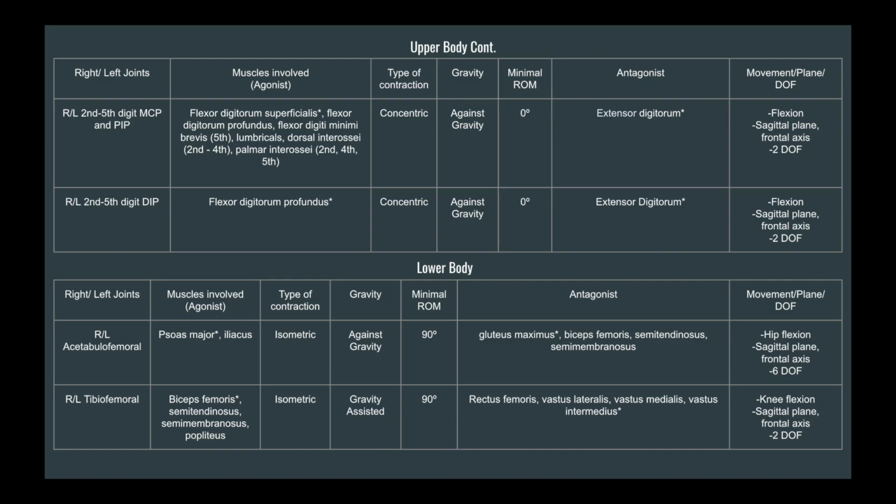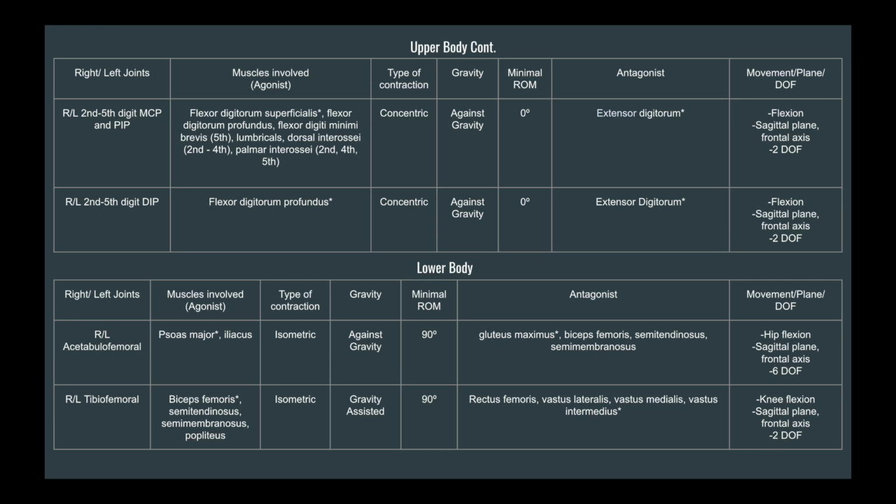Now for the lower body, starting with the acetabulofemoral joint, again, we have one on the right and the left side, as well as the right-sided muscles and left-sided muscles. So the acetabulofemoral joint is in hip flexion in the sagittal plane in the frontal axis. The main agonist muscle is the psoas major, and the main antagonist muscle is the gluteus maximus.